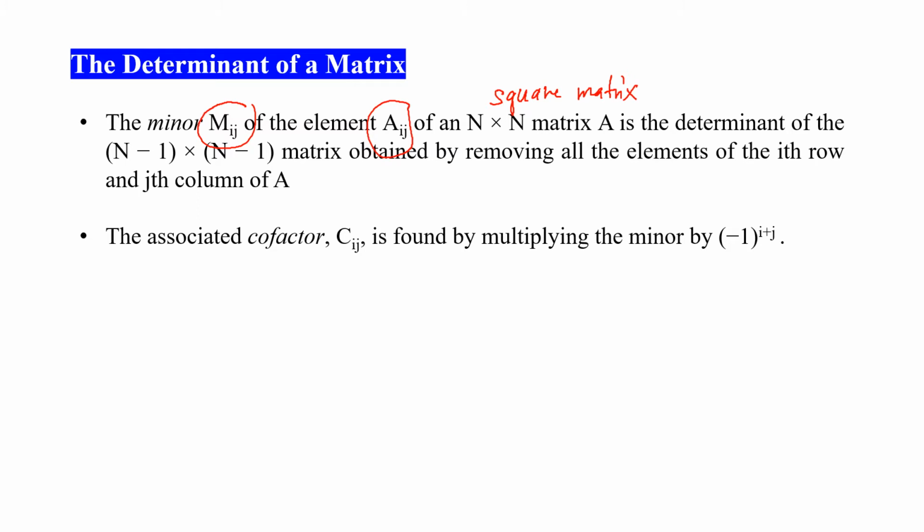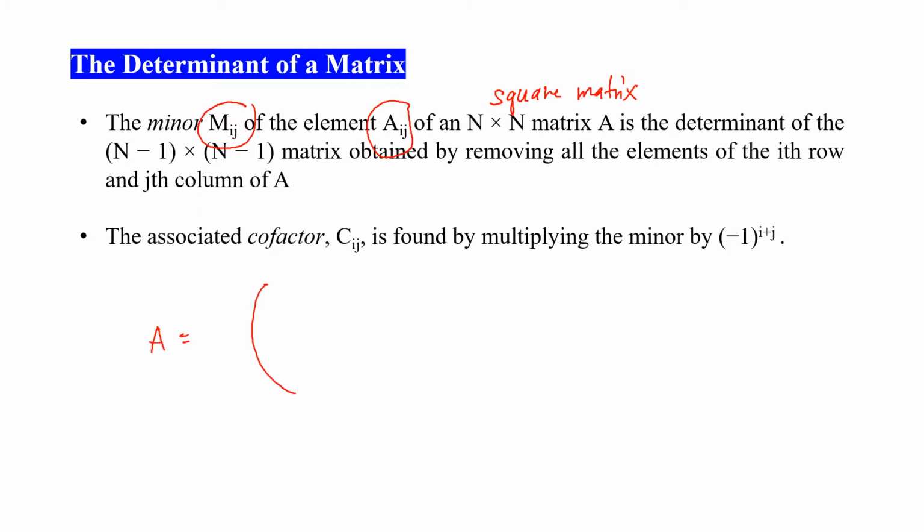Again, the minor Mij of the element Aij of an n by n matrix A is the determinant of the n minus 1 by n minus 1 matrix obtained by removing all the elements of the ith row and the jth column. So see, for example, you have your matrix A.